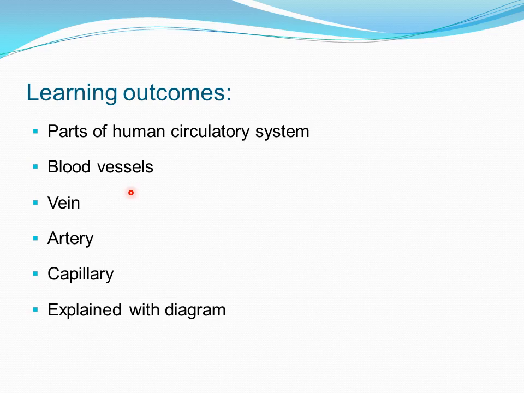The first part, the main parts of the human circulatory system, we will be learning about blood vessels, vein, artery, capillary, and all this will be explained to you with the help of diagram. So let us start with today's episode.